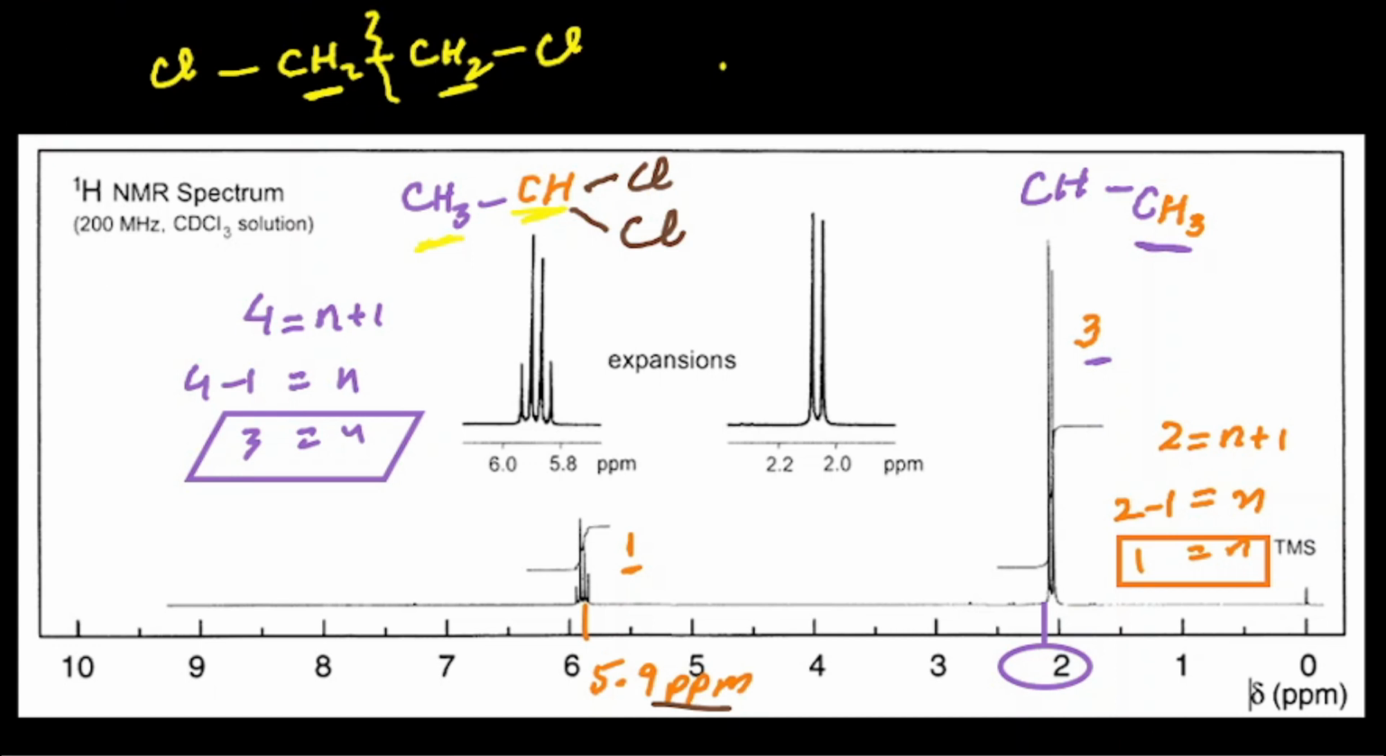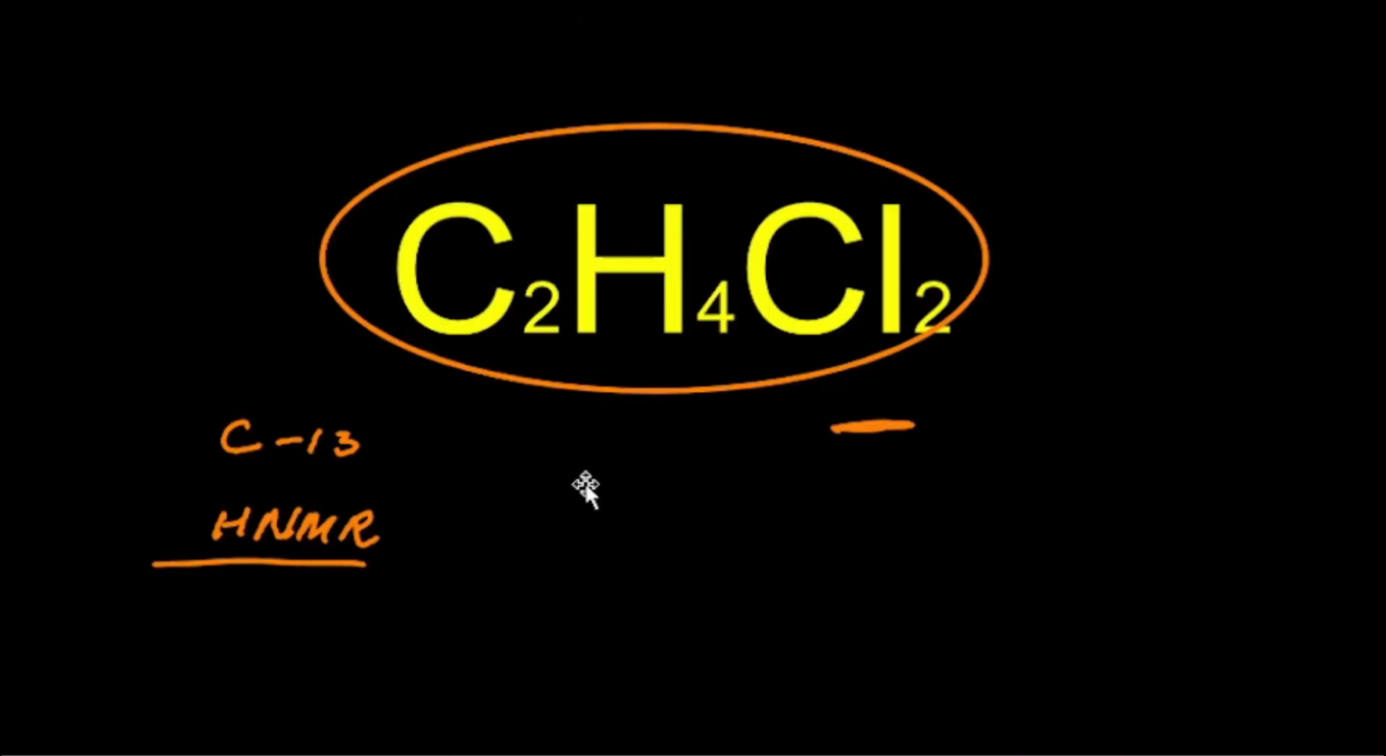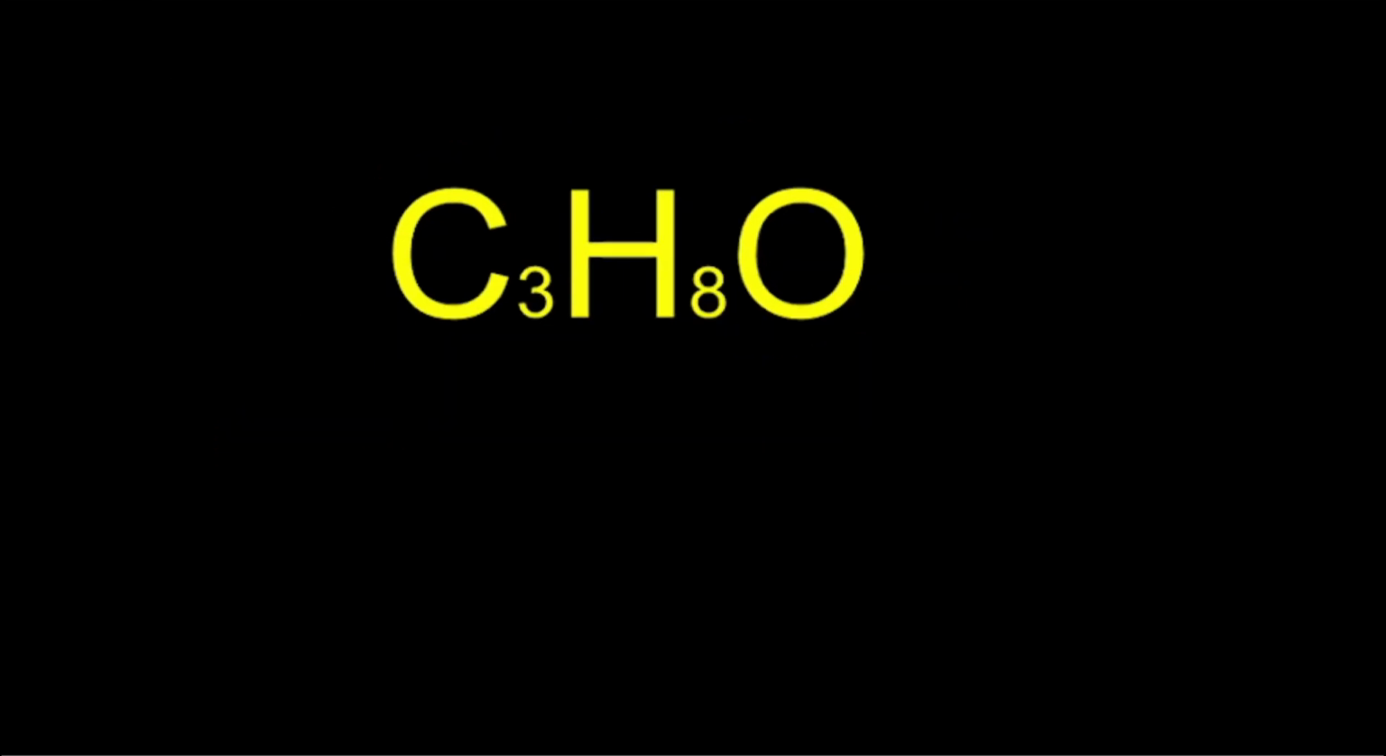So the structure that we are getting here is 1,1-dichloroethane. That is what we are getting here. We will write here again CH3, CH that is directly attached to the chlorine. So this is 1,1-dichloroethane. This is our third molecular formula and the last structure for this, and the last one also for this lecture.